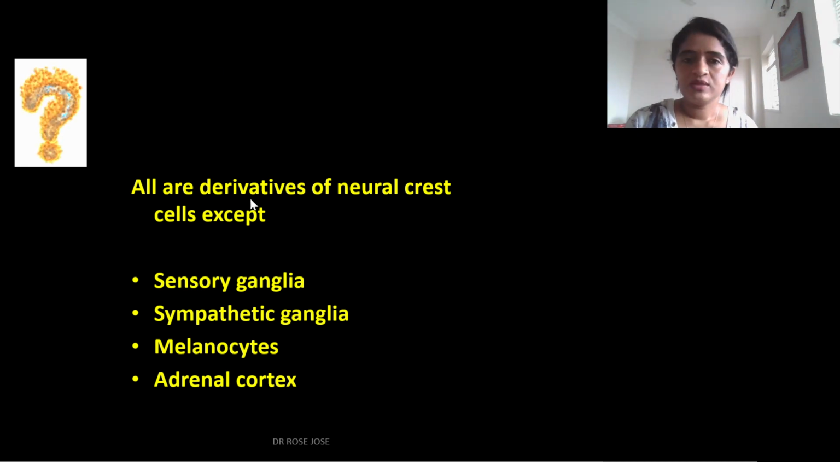So all are derivatives of neural crest cells except sensory ganglia, sympathetic ganglia, melanocytes, adrenal cortex. The answer is adrenal cortex.